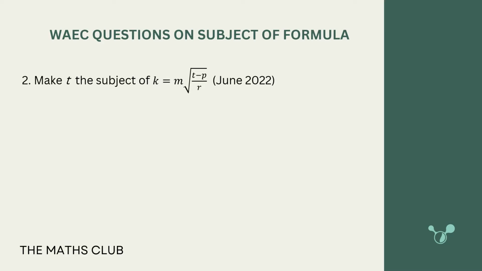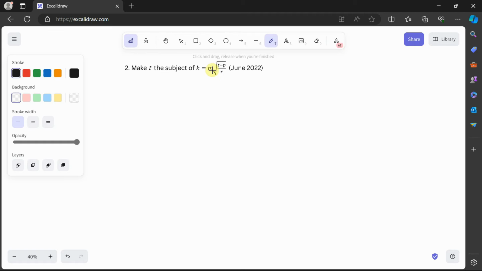Welcome back. Let's solve it together. So as always, this is like m multiplying square root of t minus p all over r. So I could divide both sides by m and say k over m is equal to m square root of t minus p all over r divided by m, because I'm dividing both sides by m. m cancels m. So this is like k over m is equal to square root of t minus p all over r. t is nested inside the square roots. So for me to break out the square roots, I'll have to do what? I'll have to take the square of both sides.